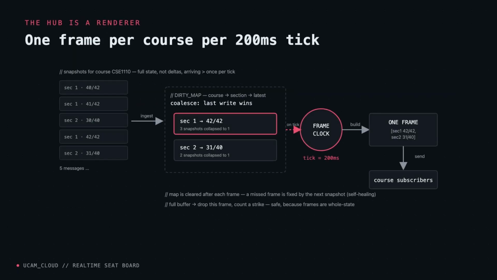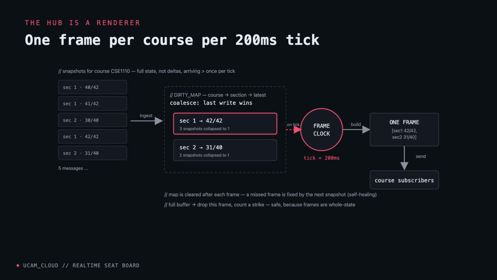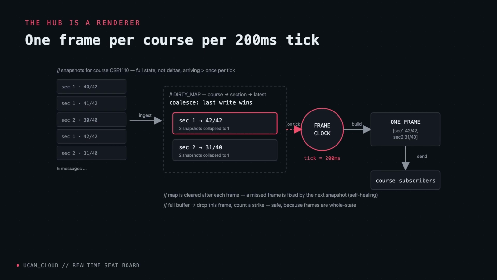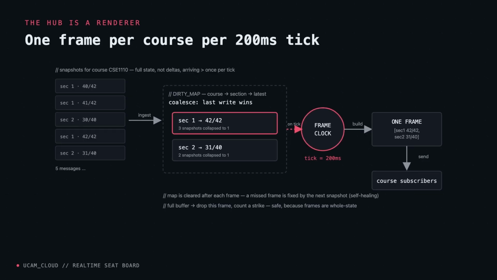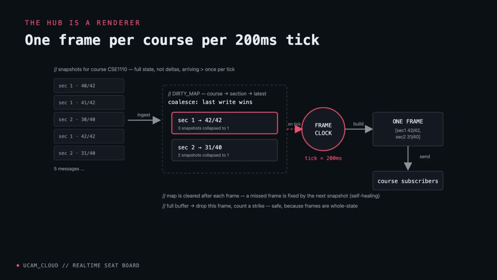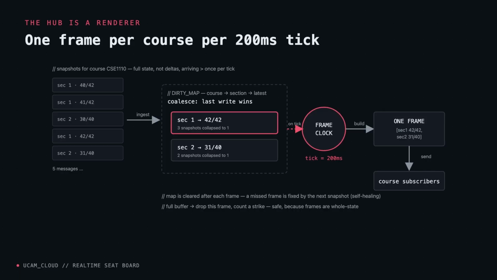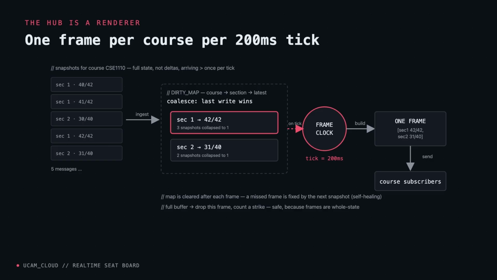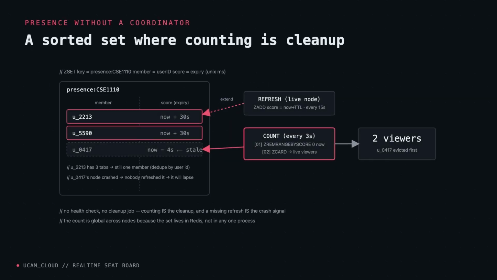Instead of being an event forwarder, the hub acts as a renderer. It generates a complete snapshot of the current state of seat availability every 200 milliseconds, rather than sending individual updates. This approach allows for coalescing, meaning if a section changes multiple times quickly, only the final state is sent to clients. It also provides self-healing capabilities, since clients that miss an update will receive the complete state in the next refresh. Additionally, we incorporated a way to show how many students were viewing each section.